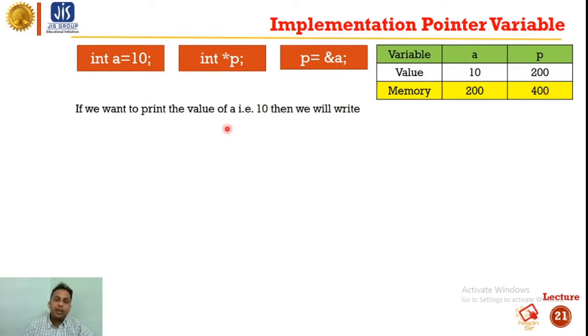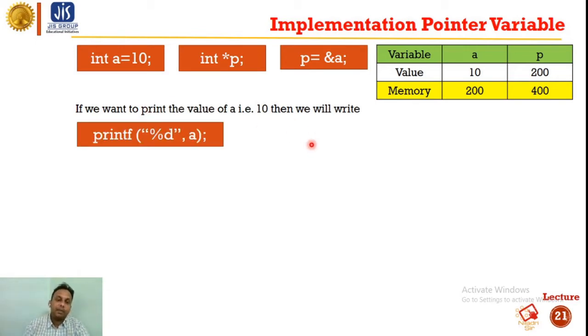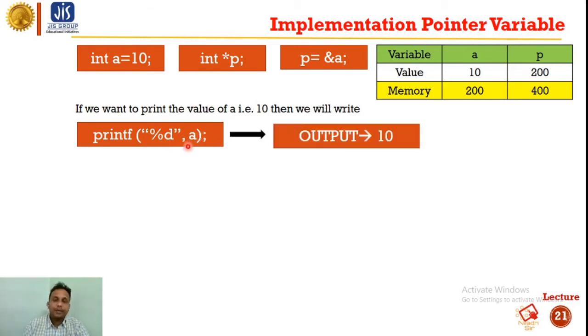So if we want to print the value of a, that is 10, what will we write? We can write the normal case, that is printf %d comma a. %d is a specifier, which means an integer value will be printed. Whose value? The value of a will be printed. So the output will be 10.